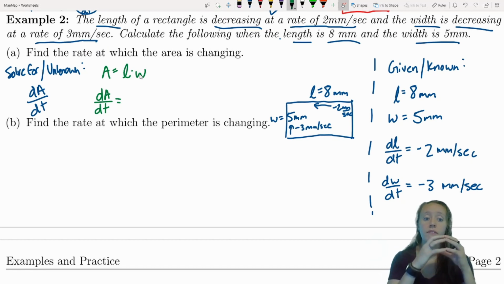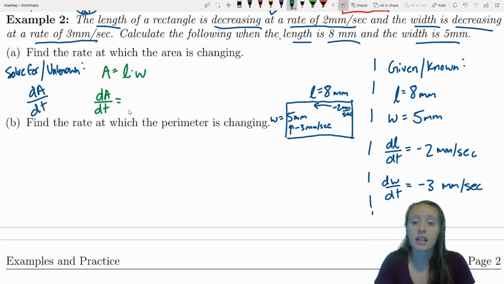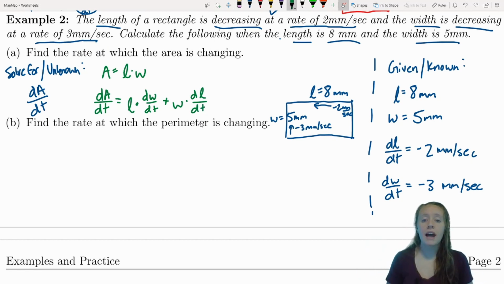First times the derivative of the second plus second times the derivative of the first. So first is L times the derivative of my second, that's going to be times dw dt. And then I'm going to add that to my second, which is w, times the derivative of my first, dl dt. And now I'll ask myself, do I have all of my knowns? Do I have enough given information where I can plug it in and solve for dA dt, or do I have any variables that I still need to figure out?